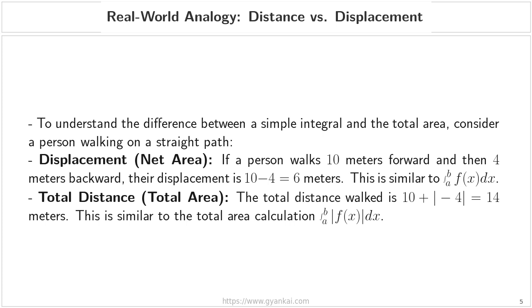This is the exact logic we must apply to our calculus problems. When we calculate the total area, we are essentially taking the integral from a to b of the absolute value of f of x dx, ensuring that every movement, or every region under the curve, is treated as a positive contribution. Keep this distinction in mind, because in the next slide, we are going to apply this exact logic to solve a specific mathematical problem.